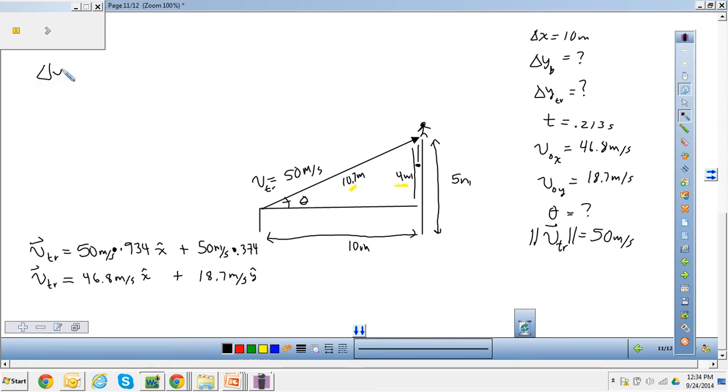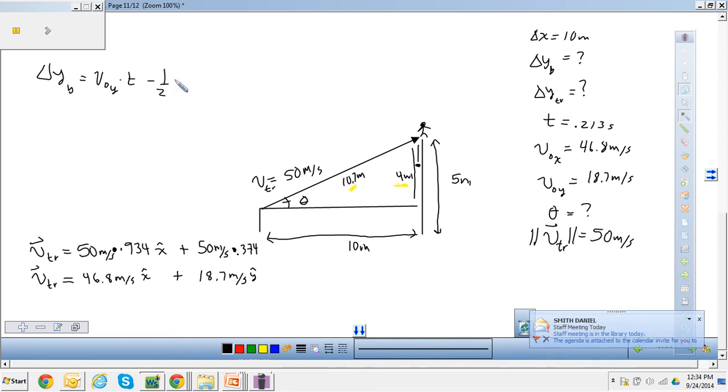Delta y, banana, equals velocity sub 0 sub y times t minus 1/2 g t squared. Now why is there a negative here? Gravity's pointing down. And that's just the same old equation, it's just now in the y direction and we got g instead of a. Okay?